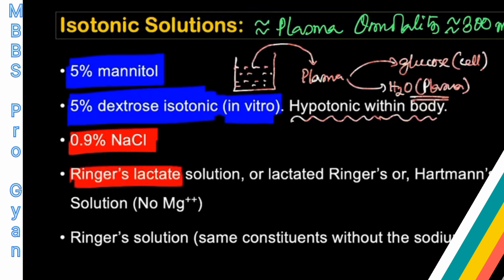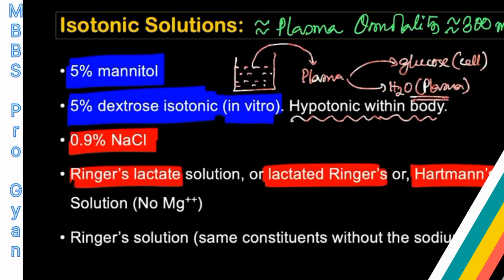Ringer's lactate solution, or lactated Ringer's solution, or Hartmann solution, same name. This is also an isotonic solution. The composition of this Ringer's lactate solution or lactated Ringer's solution or Hartmann solution is exactly the same as the plasma composition, except it does not contain magnesium. Please remember. So the composition of this Ringer's lactate or Hartmann solution is exactly the same as plasma, except this solution does not contain magnesium.